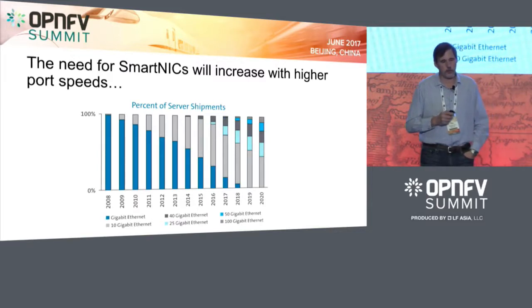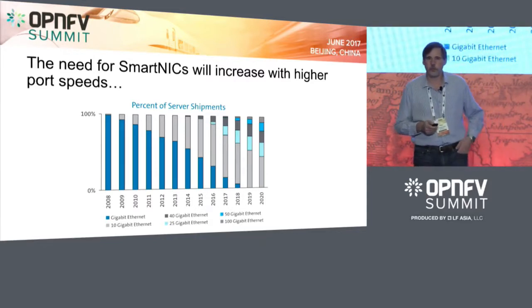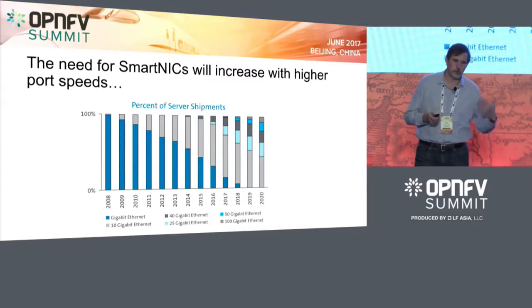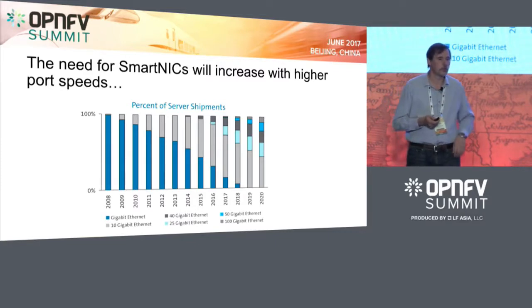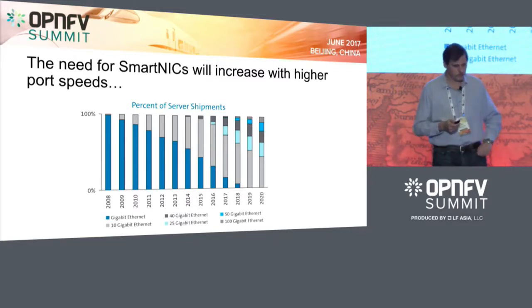And the point of this chart is that we all know speeds are increasing. This shows in some detail the port speeds going into the server. The example that was shown was at 25 gigabit Ethernet. Obviously we're going to higher bandwidth, 40, 50, 100 gig Ethernet going to the server over the next several years. So this problem is going to get a lot worse with the increasing port speeds.